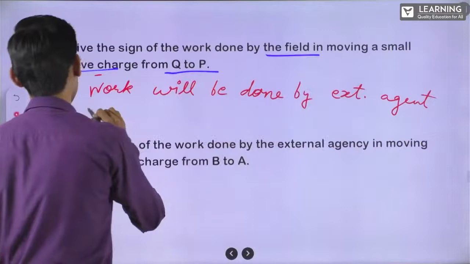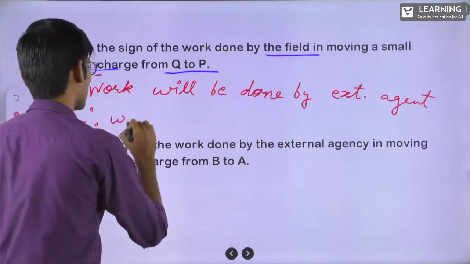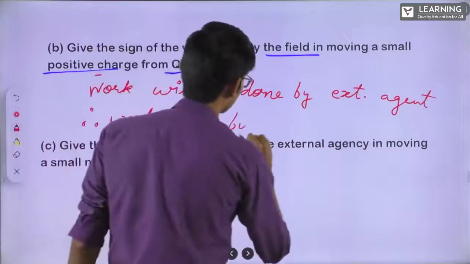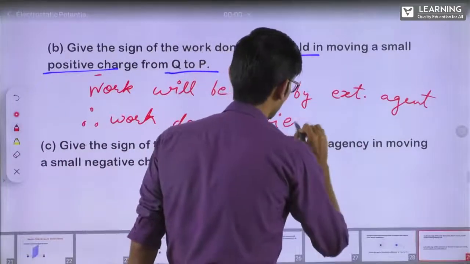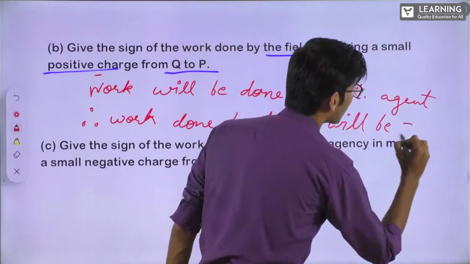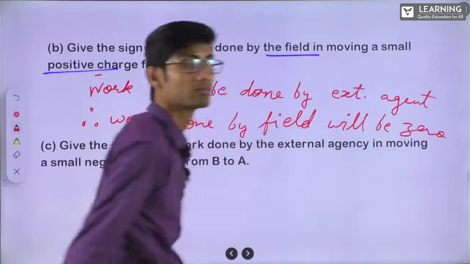Therefore, work done by field will be 0 in this particular case. All right. Clear?